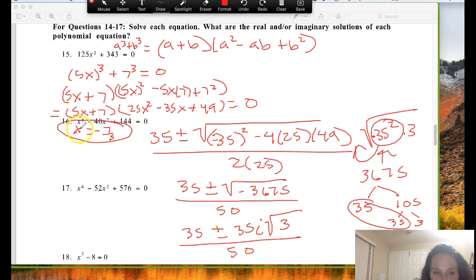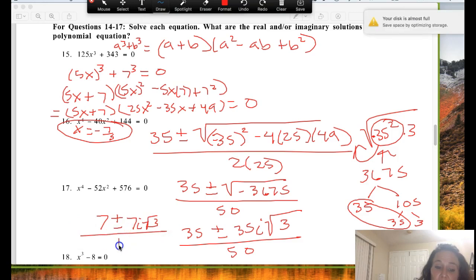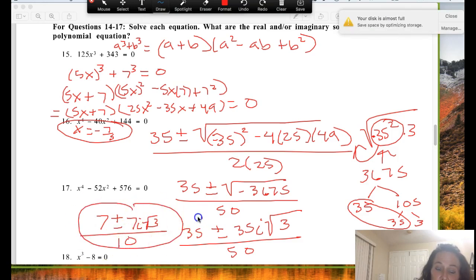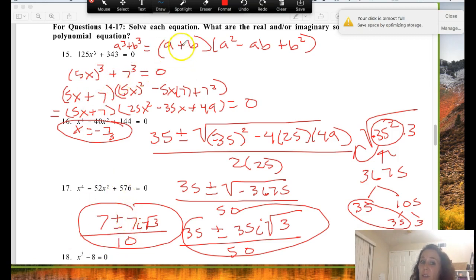But here's my one real solution. Here are my two imaginary solutions: 35 plus 35i root 3 over 50 and 35 minus 35i root 3 over 50. It's ugly, but it's an imaginary number, complex. But look, 5 divides into each of these. 5 goes into 35, it makes 7. 5 goes into 35, it makes 7i root 3. 5 goes into 50 and makes 10. So this is actually the most reduced. I think the book leaves it like this, but this is the most reduced. So that's your real solution and your complex solutions. You don't get this unless you factor the difference of perfect squares.